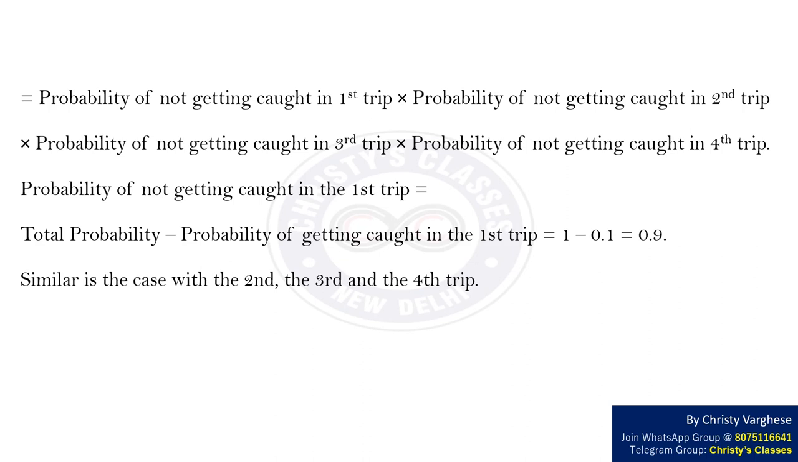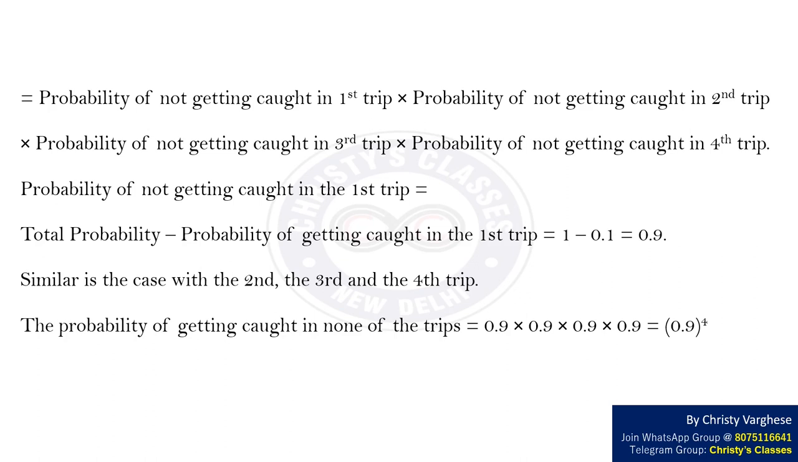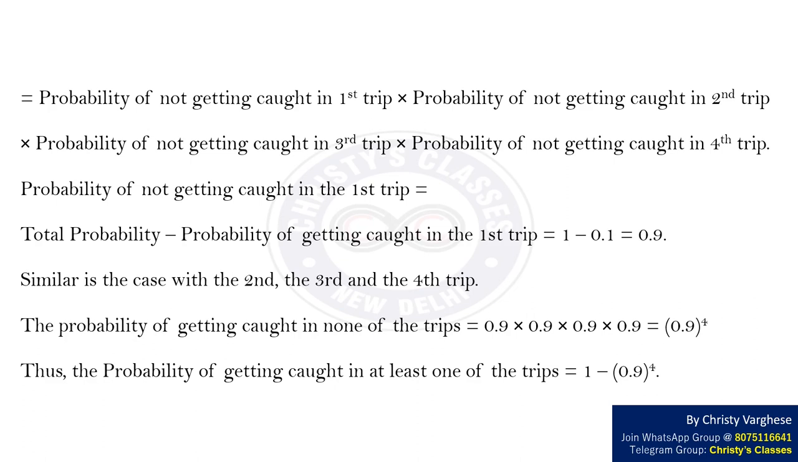The probability of getting caught in none of the trips equals 0.9 into 0.9 into 0.9 into 0.9. That is 0.9 to the power 4. Thus, the probability of getting caught in at least one of the trips equals 1 minus 0.9 to the power 4. Hence, option A is the right answer.